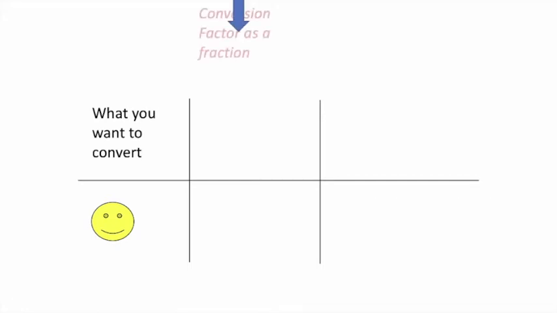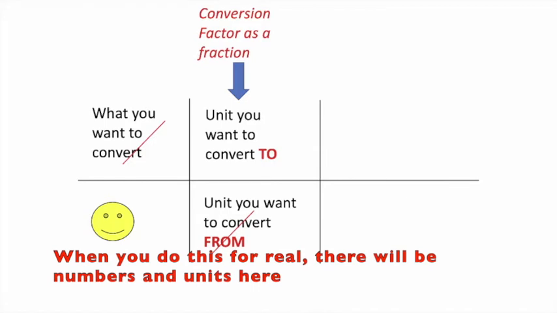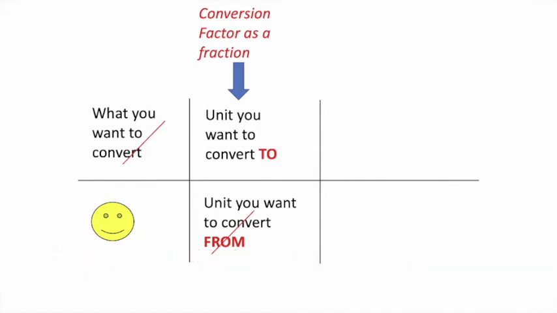In the next column, you're going to put the conversion factor in fraction form, but you have to put it in the right direction. You want to flip it so that the units you want to convert to are on the top, and the units you want to convert from, the ones you don't want, are on the bottom. Now, you are going to cancel out any units that you see on both the top and on the bottom. In other words, units that are above the horizontal line that are also below the horizontal line.